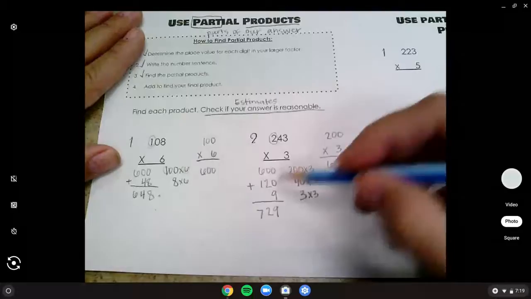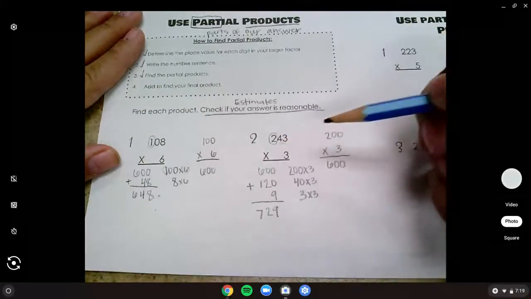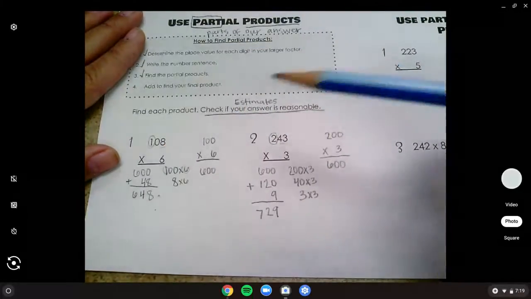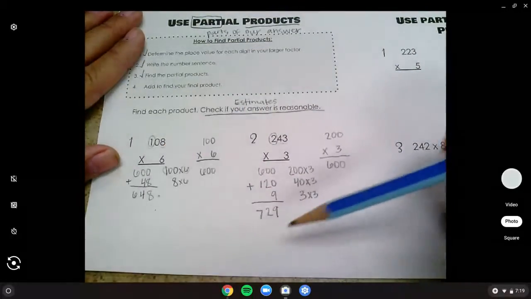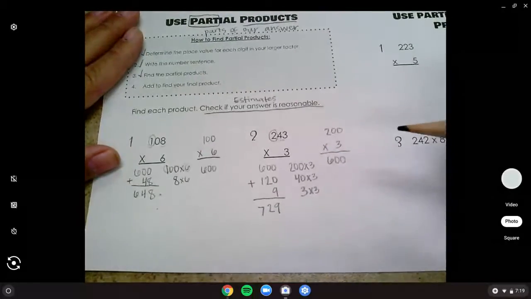Now this one's a little bit more off, but notice we rounded a lot more. We rounded 43 different, whereas last time we only rounded 8 different. So it's okay that this one is a little bit more off. Remember, it's within a couple hundred, so we are still good. We did our math right.